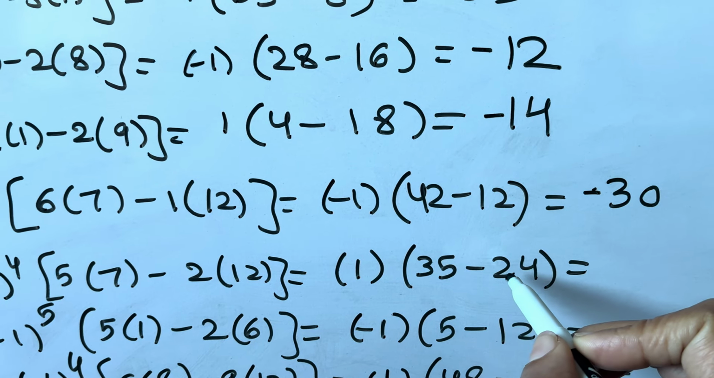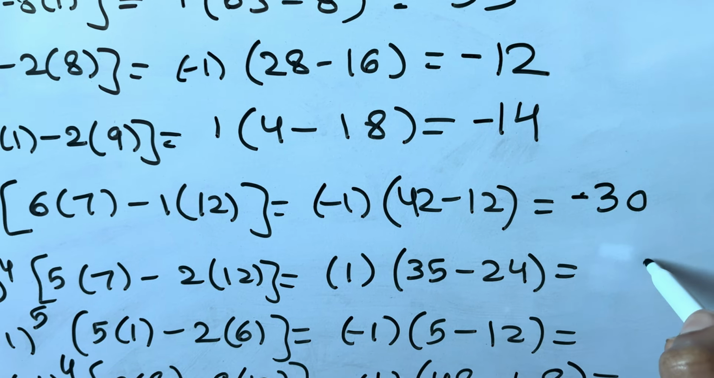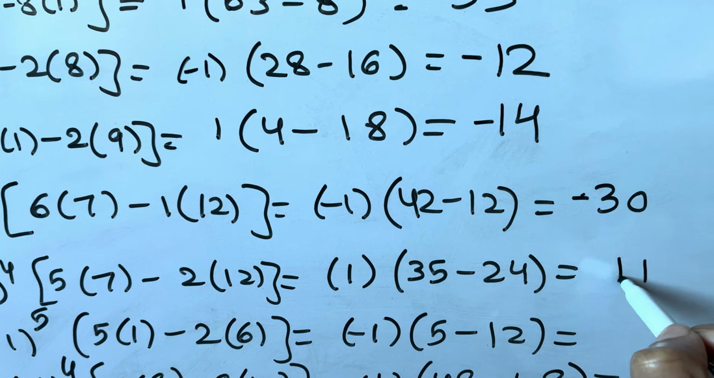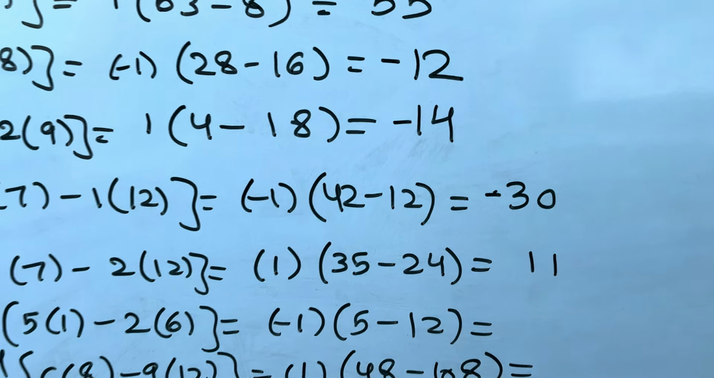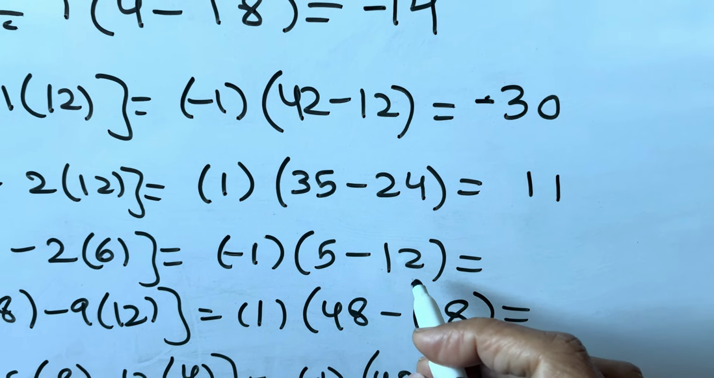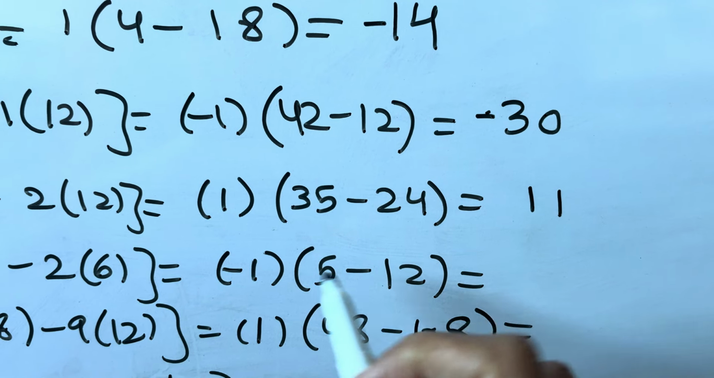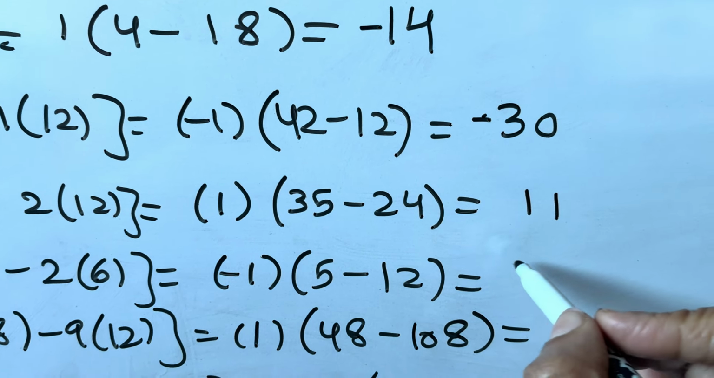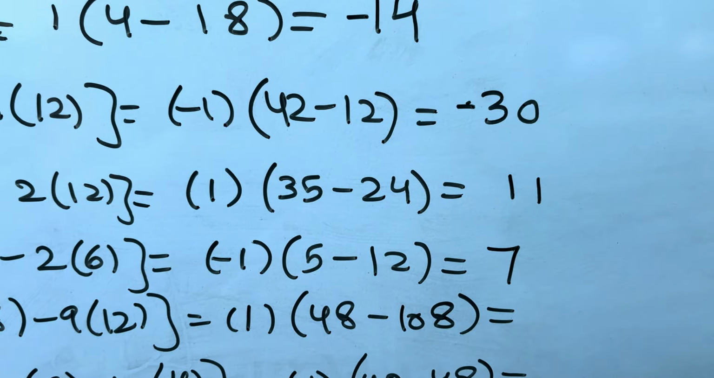And 35 minus 24, 5 minus 4 is 1, 3 minus 2 is 1. And it is multiplied with positive 1, so the answer would be 11. 5 minus 12, which is nothing but negative 7. It is multiplied with negative 1, so the answer would be positive 7.